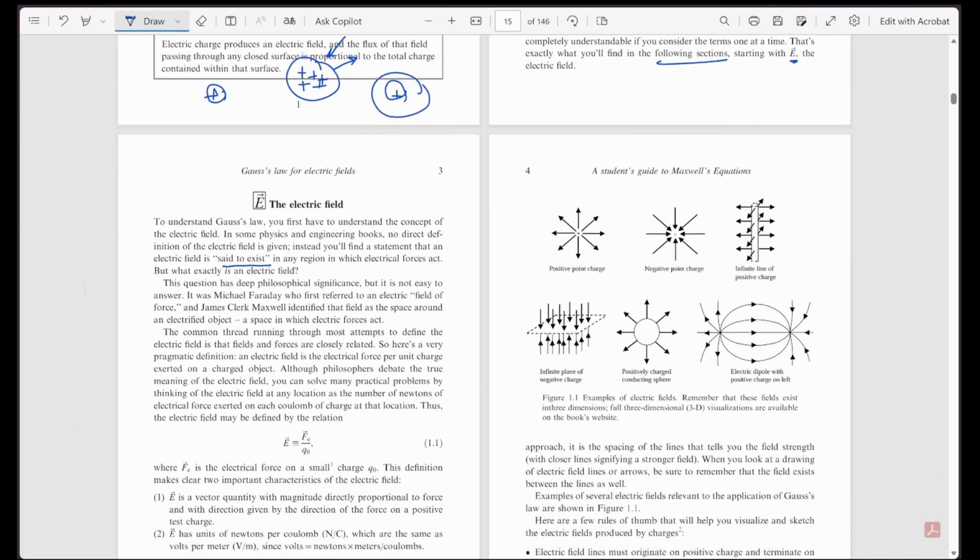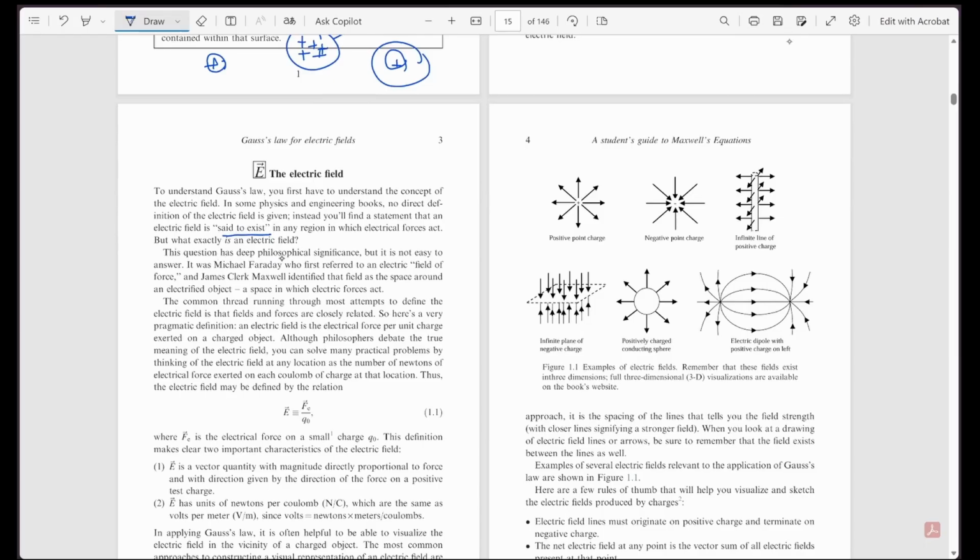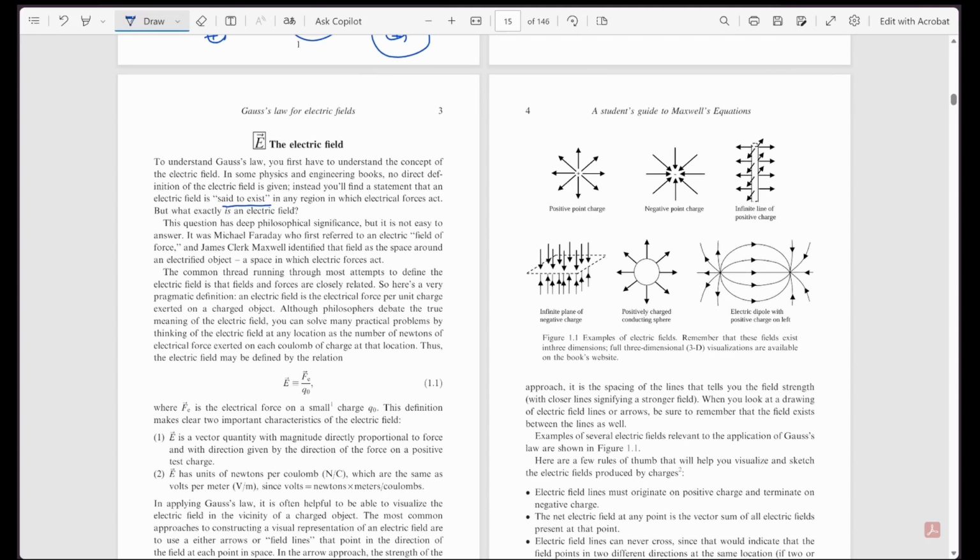But what exactly is an electric field? This question has deep philosophical significance, but it's not easy to answer. It was Michael Faraday who first referred to an electric field of force, and James Clerk Maxwell identified that field as the space around an electrified object, a space in which electric forces act. So they both worked together to find a specific definition for the electric field.